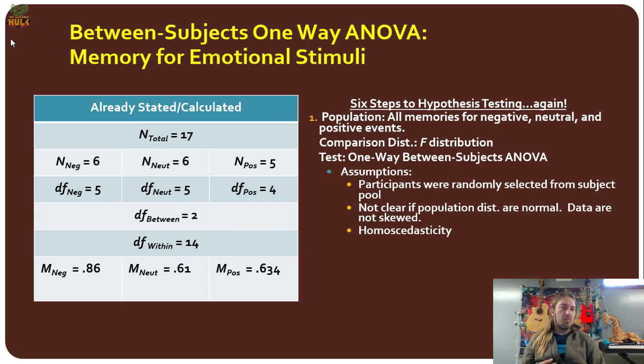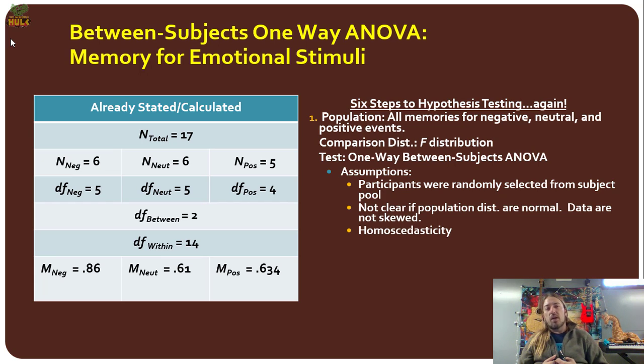The comparison distribution, because we have 3 means here, is going to be an F distribution. We can't run a t-test here. The test then, because it's one independent variable manipulated between subjects, is a one-way between subjects ANOVA, right? And I don't care whether you write one-way between or between one-way, it's interchangeable.